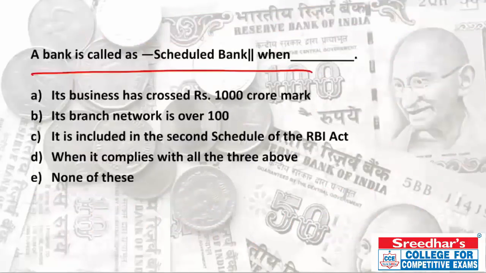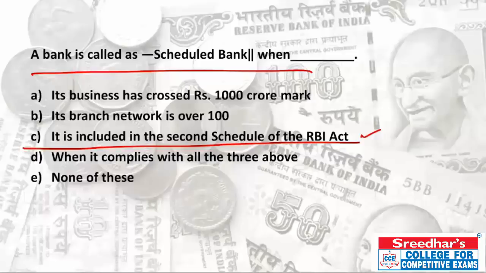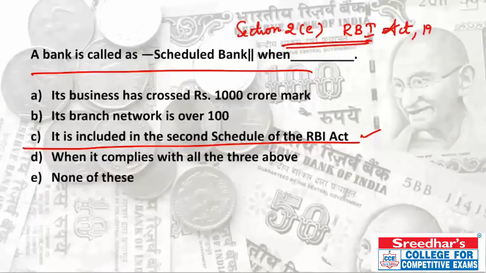A bank is called a scheduled bank when it is included in the second schedule of the RBI Act. Under section 2(e) of the RBI Act 1934, scheduled bank is defined. A scheduled bank means a bank whose name is included in the second schedule of the RBI Act 1934. Only that bank is included in the second schedule which satisfies some conditions.